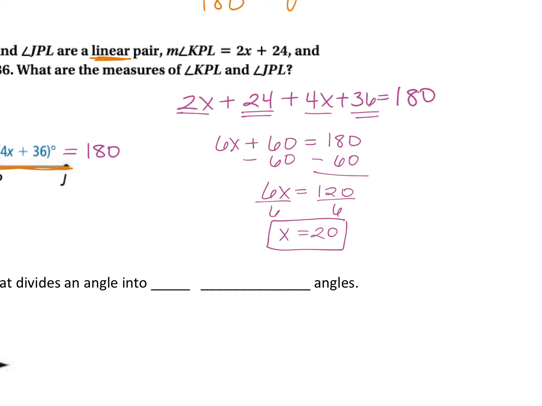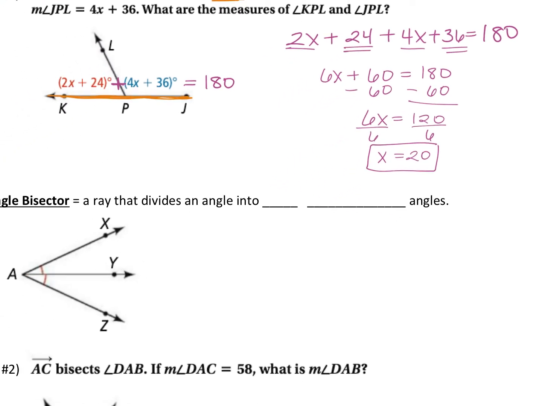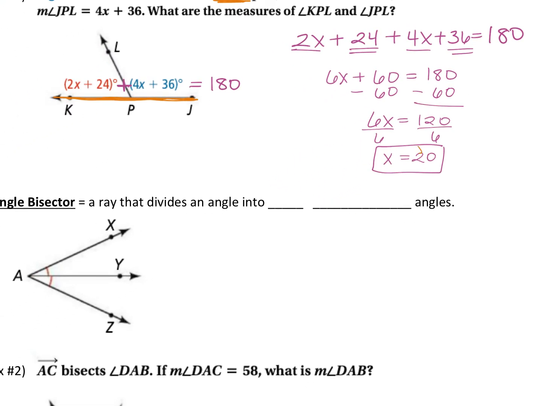Is that what they asked us for? No, they asked us for the angles. So now what are you going to do? Plug it back in. So we're going to take that 20 and plug it in here. So angle KPL is 2 times 20 plus 24. How's your mental math 2 weeks in? 64. Good job.